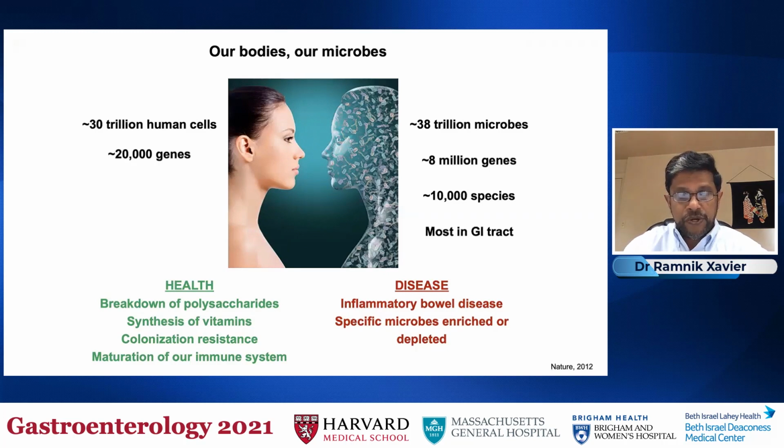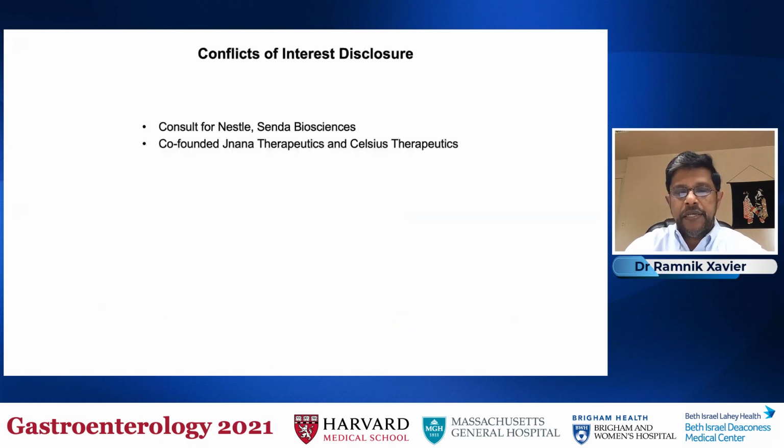Microbes generally do good. They break down polysaccharides. They help with the synthesis of vitamins and also prevent pathogens from getting in, a term called colonization resistance, and importantly, help mature the immune system. I'm going to tell you today how the microbiome and its changes, a term called dysbiosis, contribute to disease.